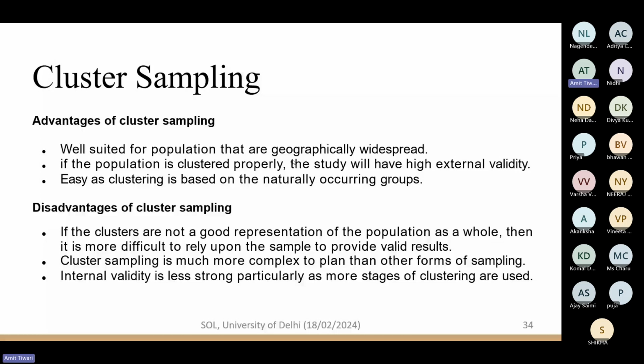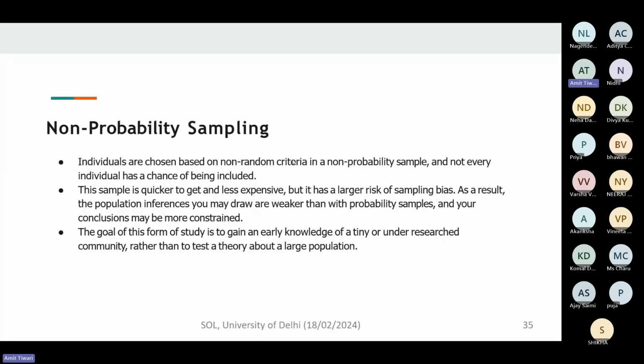Again, everything has some advantages or disadvantages. In this case, if the clusters are not a good representation of the population, then of course there will be a question on the validity of the result. Then it is a little more complex because it contains much more data and is spread across a geographical area. So of course the complexity factor will be included in this. So this was all about probability sampling.